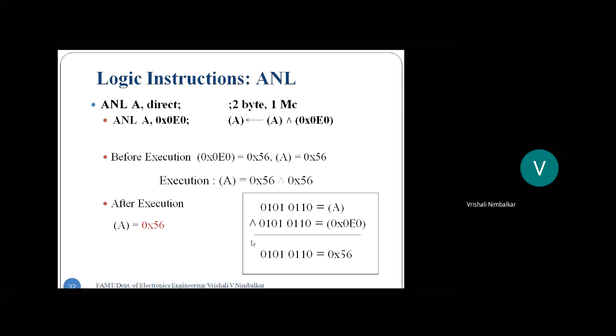Okay, so let us see that example. Look into that square box. The accumulator is having 56 hex. So 0101.